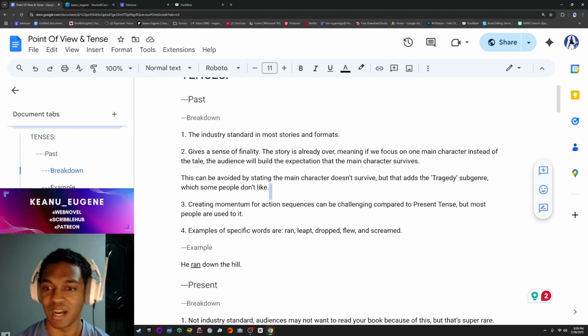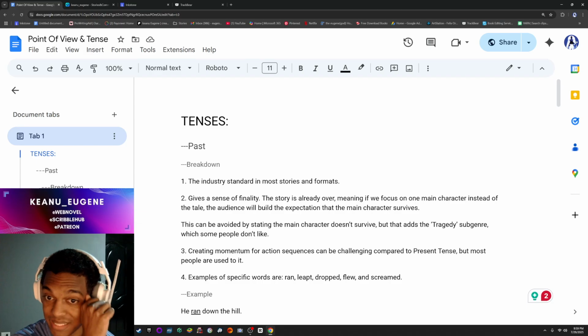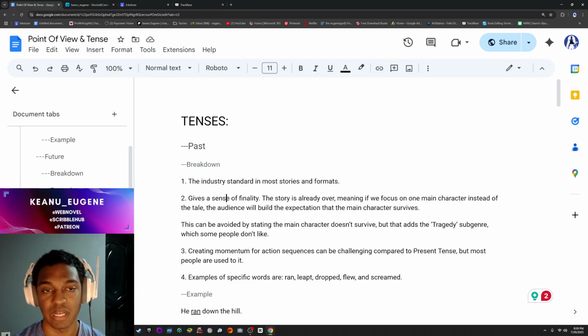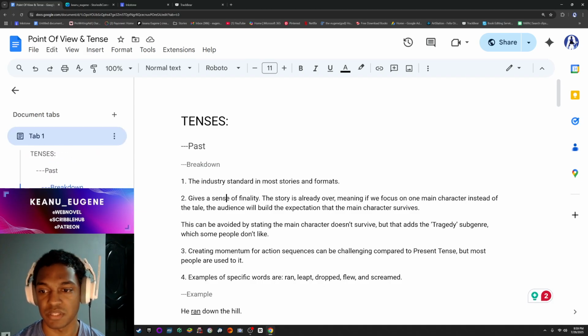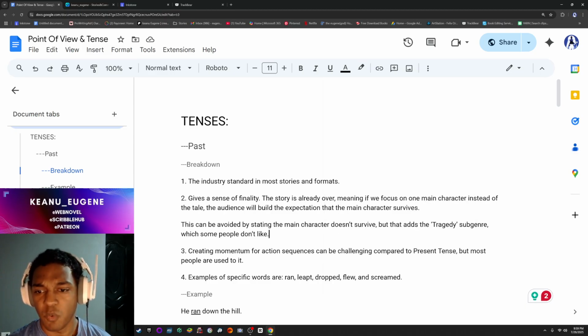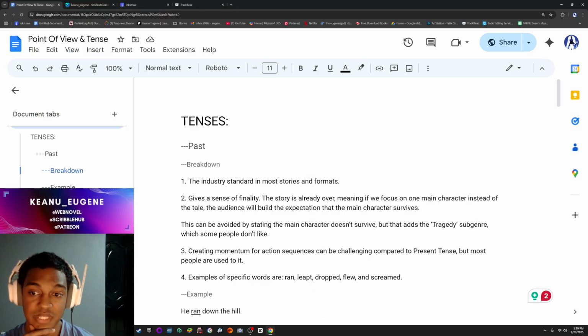But yeah, tenses. Let's begin with past tense, right? The breakdown starts here, so you can check the headings on the left when you read this document, or download it. But number one in the breakdown section, the industry standard in most stories and formats. This is the easiest one to use.